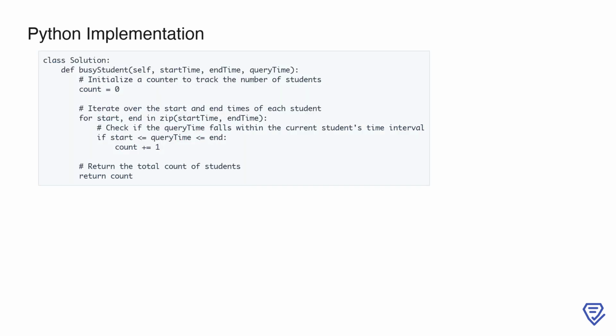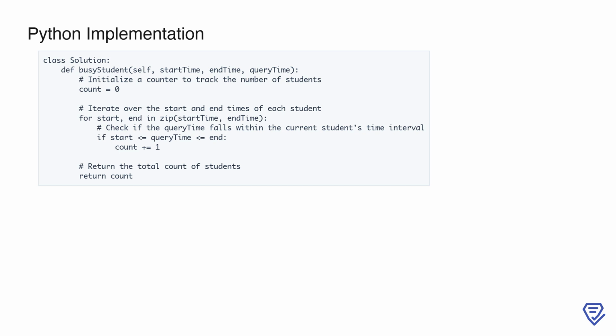The provided solution implements a straightforward approach to solve the problem number of students doing homework at a given time, LeetCode number 1450. The goal is to determine how many students are doing their homework at a specific query time. The function busyStudent takes three inputs: startTime, endTime, and queryTime. The startTime and endTime lists represent the start and end times of each student's homework session, respectively, while queryTime represents the time we are querying.